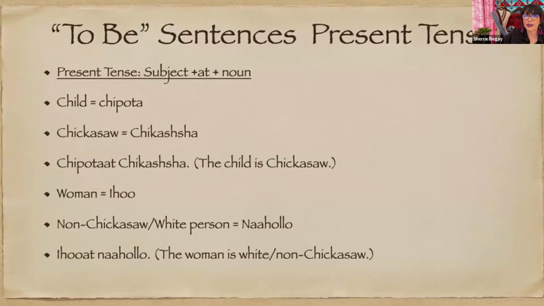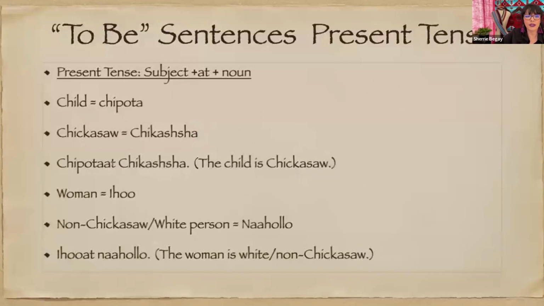Now let's look at some examples of to be in the present tense. Let's look at a few vocabulary words first and then a sentence. So we have chapota, which is the child. And then we have Chikasha, which would be how we would say it in our language, Chikasha. And that means Chickasaw. Incidentally, as a side note, some people say Chikasha and some Chikasha. It really just depends on how you spell it. And that has to do with rhythmic lengthening. So you're going to hear it both ways. And that's fine. Either way is correct.